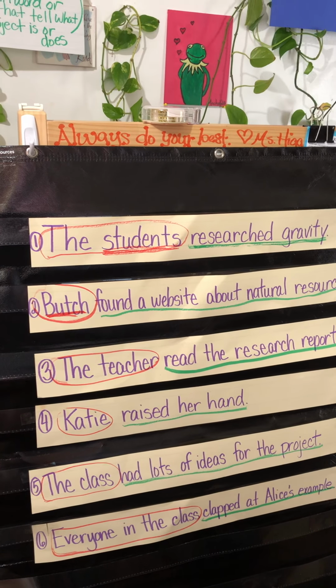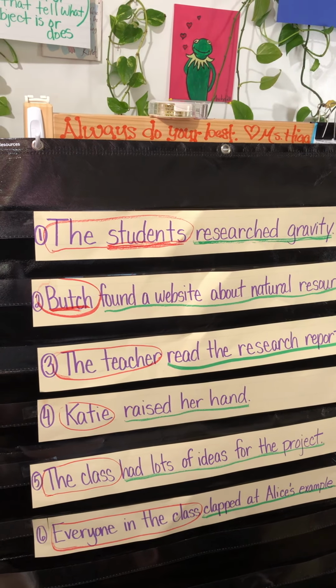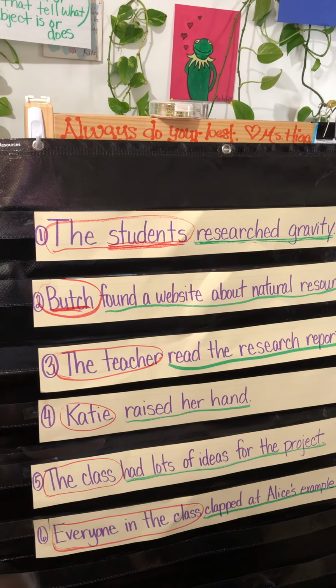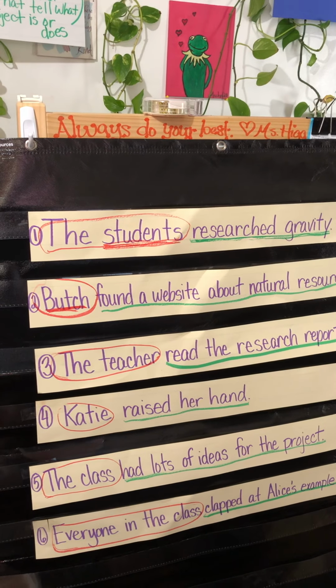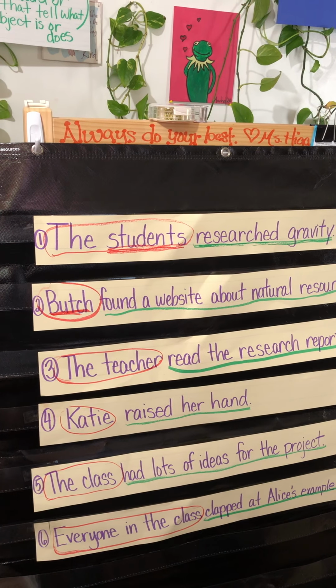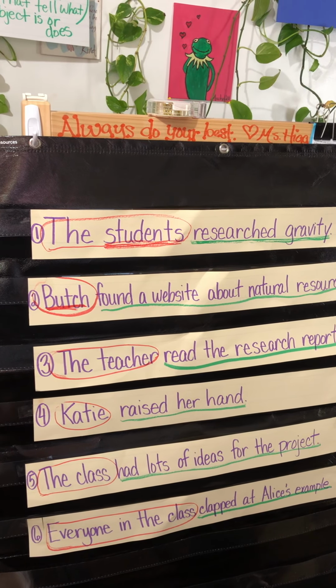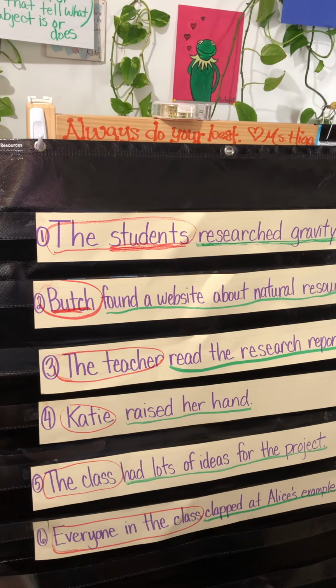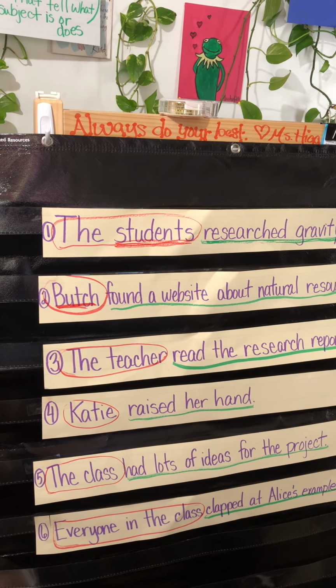Number 5, the class had lots of ideas for the project. What did the class do? Had lots of ideas for the project. Who had lots of ideas for the project? The class. Together, it's a complete thought. If something was missing, for example, I wouldn't say the class lots of ideas for the project. It has to be a complete thought, a complete predicate, and a complete subject.